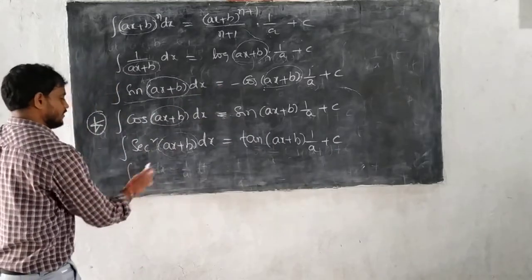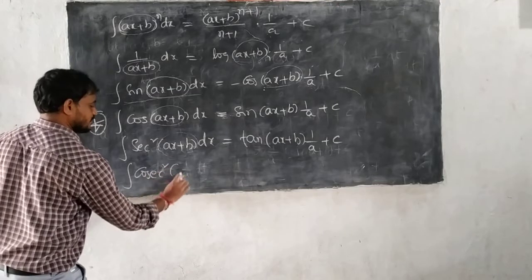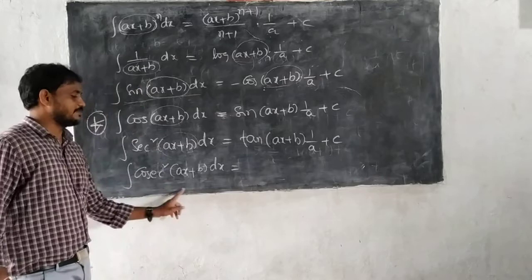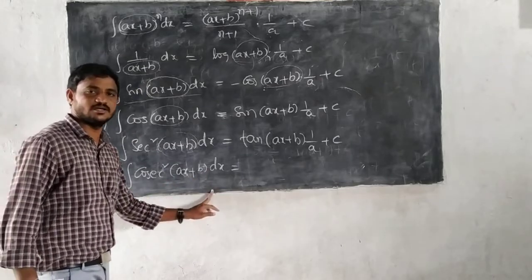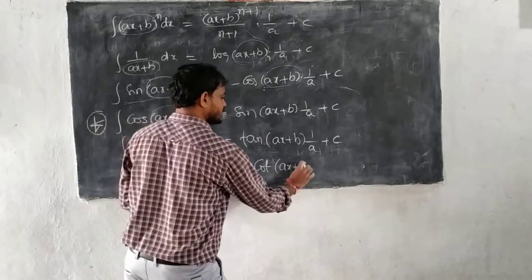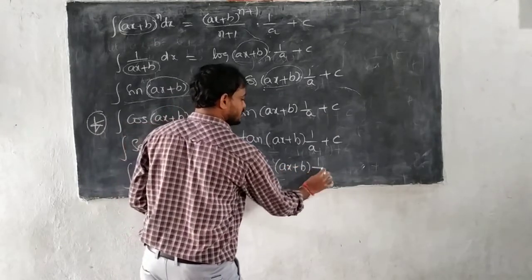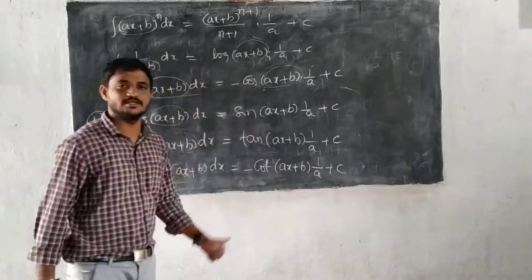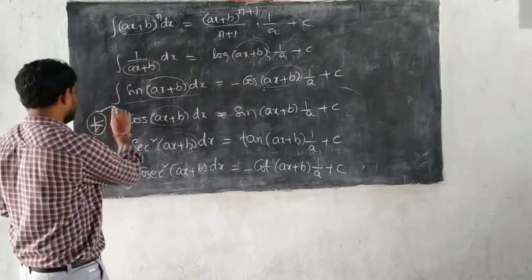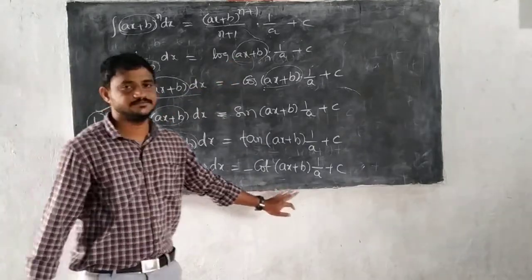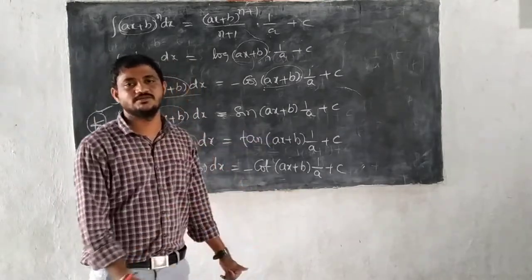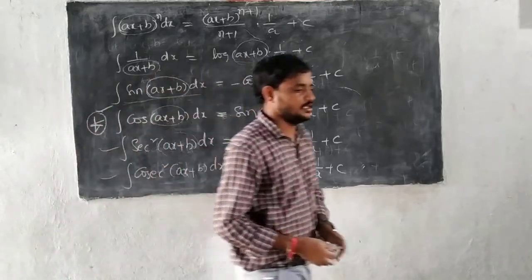Then integration of the next one: cosecant square ax plus b into dx. Consider this total term as x. So integration of cosecant square x is what? Minus cot x. In place of x we have ax plus b and the x coefficient is a. So minus 1 by a cot(ax+b) plus c. That will be the answer. Okay. So this is the way to write directly. Integrations of these functions, you can remember these as formulas also. Let us see some problems.